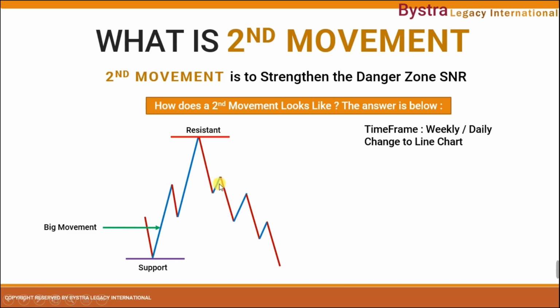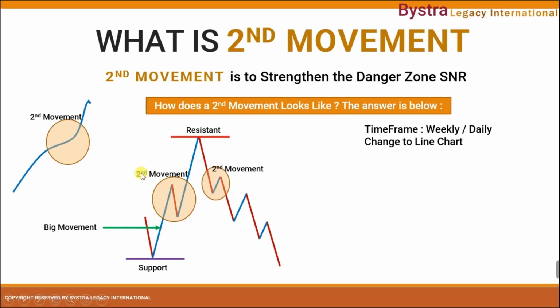This is not a big movement. This is not a big movement. Okay, guys? Next, this is what we call the second movement. This little shape is like an A V. Price goes up, pulls back, and then this is considered as a second movement. Even this kind of shape, when you see it in a line chart, is also considered as a second movement.